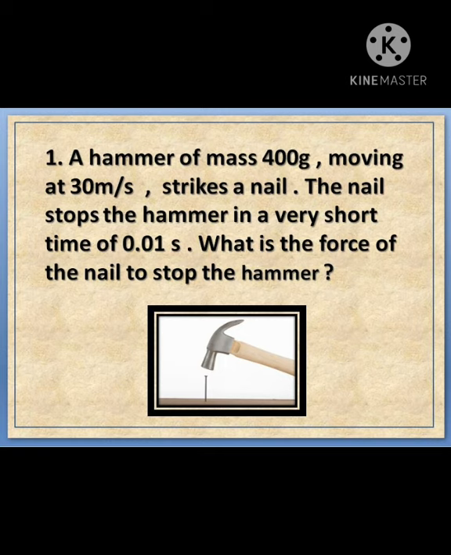Okay, student, here is the problem. A hammer of mass 400 grams moving at 30 meters per second strikes a nail. The nail stops the hammer in a very short time of 0.1 seconds.